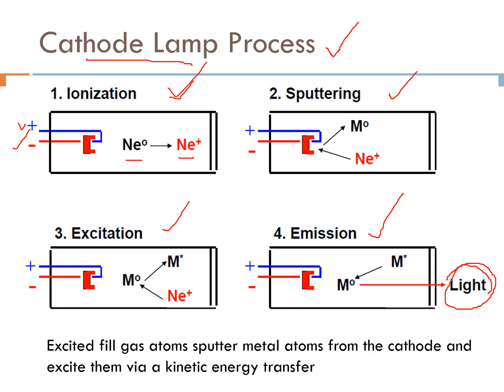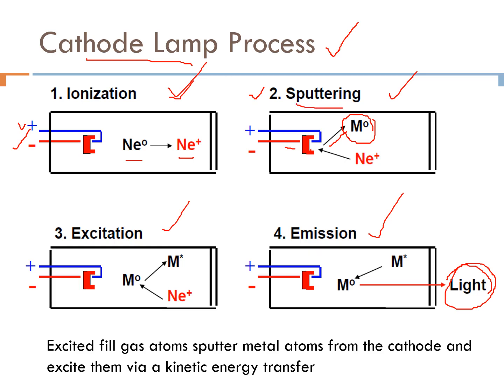Okay, and then for the second stage is sputtering. The neon gas, which is the positively charged ion, akan bombard the cathode. Kenapa? Sebab cathode ni adalah negatively charged. So the neon ion will bombard the cathode here, and due to that the metal will be ejected from the cathode. Metal ni akan be ejected by the cathode, jadi macam ni, and this process is called sputtering.